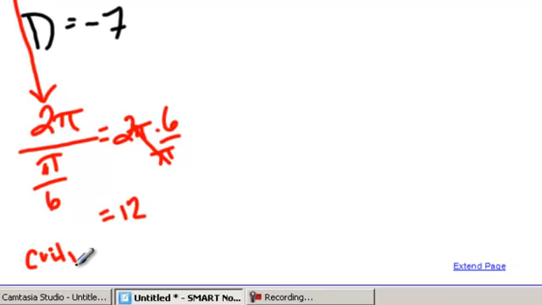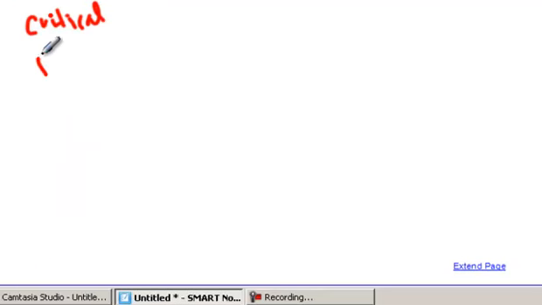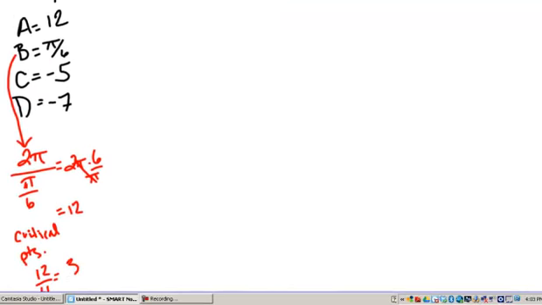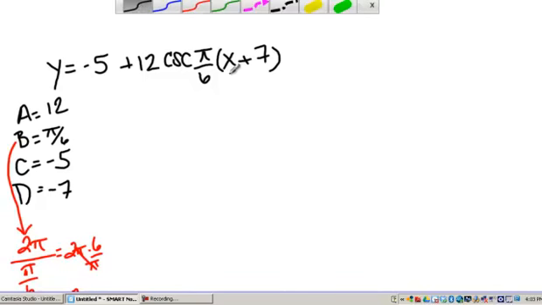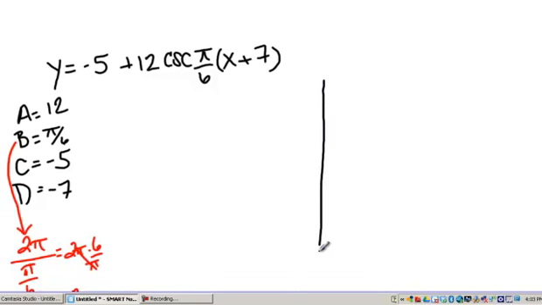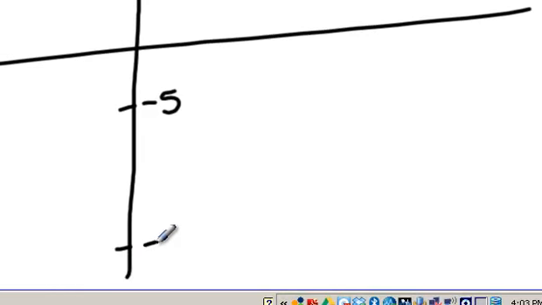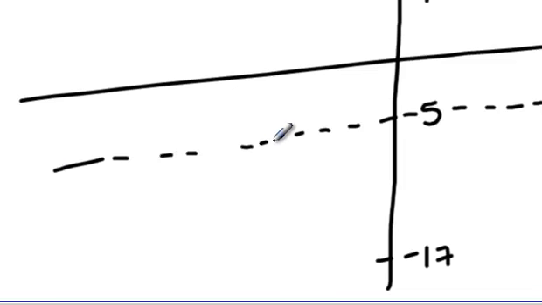For our critical points, you divide 12 by 4. So we're going to have a critical point every 3 units. Okay? All right, let's go ahead and get graphing. We're going to graph our C first, which is at -5. Then we're going to graph our amplitudes, so at 7 and -17. Go ahead and graph your sinusoidal axis.